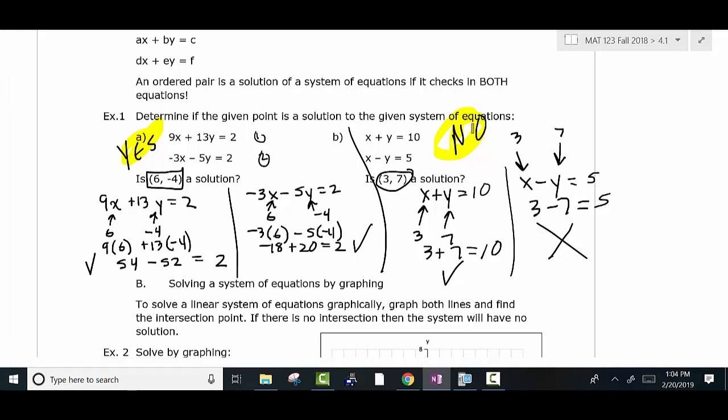That's different than just having one equation with one unknown. You've got to check both equations. Everybody with me there okay?